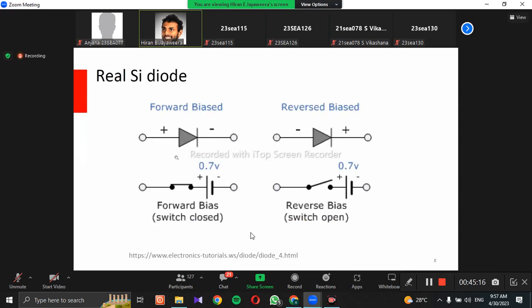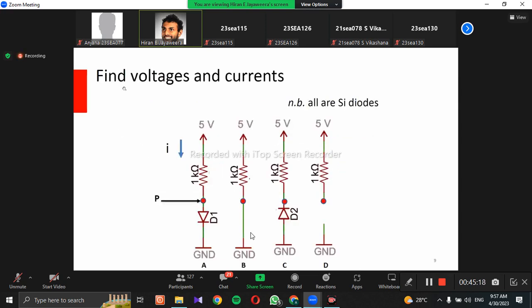Yeah, the same thing. All right. So I have a few questions for you to fill up. I have 4 different circuits labeled A, B, C, D. What I want you to find is, for each and every circuit, what are the potentials at these points and what is the current through this one.